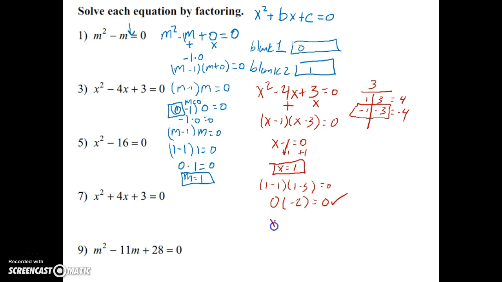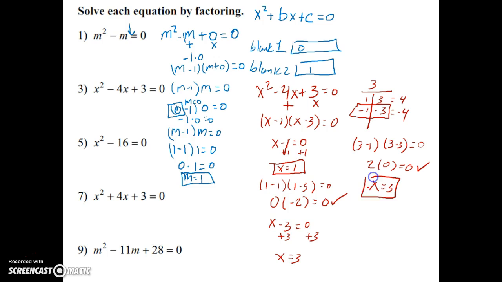Then if I set the other factor equal to 0 and use inverse operations, I get x equals 3. If I try that, so 3 minus 1 times 3 minus 3, I end up with 2 times 0 equals 0, and that works. So I know that x equals 3 is also a solution.